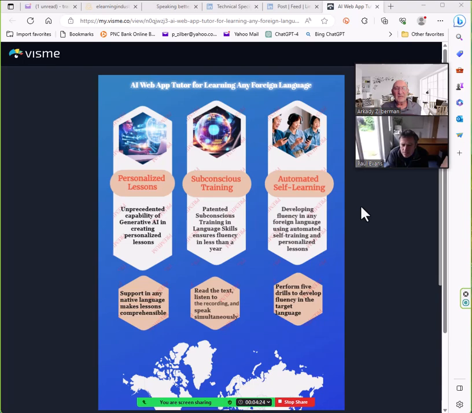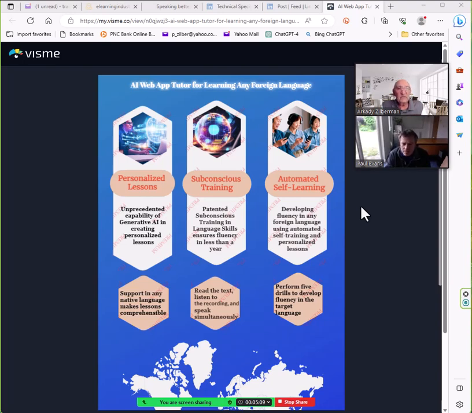because it uses three inventions put together. First, personalized lessons. This is the unprecedented capability of generative AI in creating personalized lessons in any language, on any level. It also allows you to create support in any native language, which means that all the created personalized lessons, an unlimited number of course, are comprehensible because whenever you need, you have support in your native language.